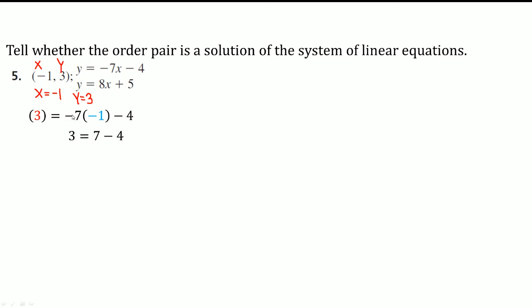Plugging it in. 3 is equal to negative 7, parentheses negative 1 here is for x, minus 4. Okay, so negative 7 times negative 1 becomes a positive 7. So 7 minus 4 is 3. 3 does equal 3. So it works for the first one.